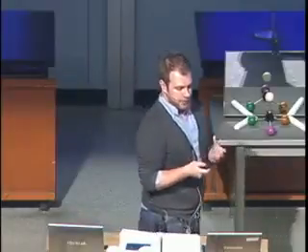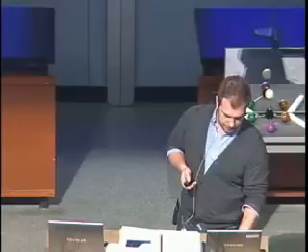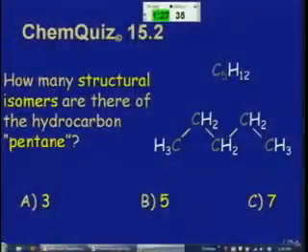How many possible structural isomers can we have for pentane, which is 5 carbons and 12 hydrogens? So think to yourself, it might be a good idea to draw some pictures. Try to think of how many possible ways we can organize pentane in non-identical pictures.